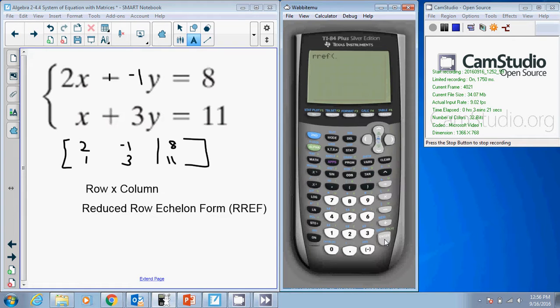And then we need to enter the matrix that we entered our values into, which was matrix A. Again, in order to do that, we go into our matrix menu, and we named matrix A as 2, -1, 8, 1, 3, 11. Make sure you close your parentheses so you're doing the reduced row echelon form just to matrix A. Enter, and it gives us a new matrix.